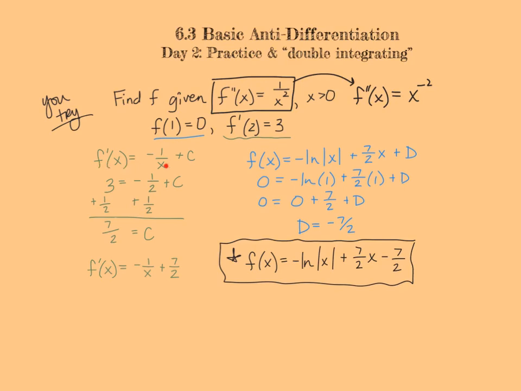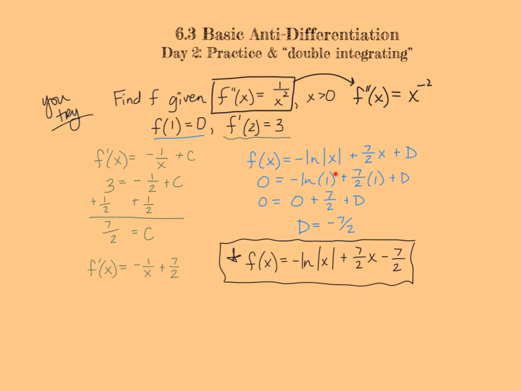Then we take the antiderivative. We need our plus c. We can use this piece of information right here to find that c is 7/2. Then rewrite f prime by filling in 7/2 for c. Then we find the original function f by taking the antiderivative of f prime, natural ln of the absolute value of x, plus 7/2 x plus d. We use this piece of information to find d is negative 7/2.